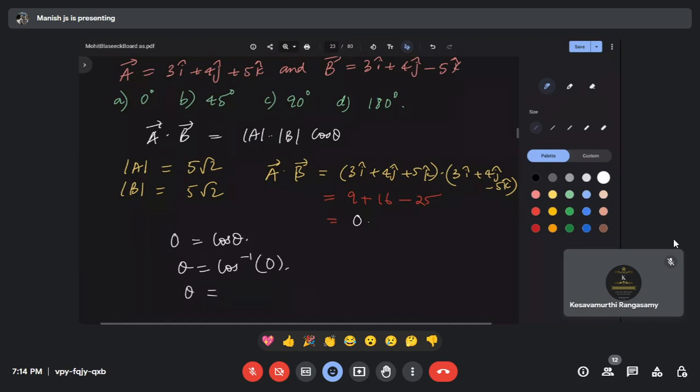90 degrees. Exactly. It is pi by 2 radians or 90 degrees. So the answer is 90. Okay? Correct. So this is how we approach this question.